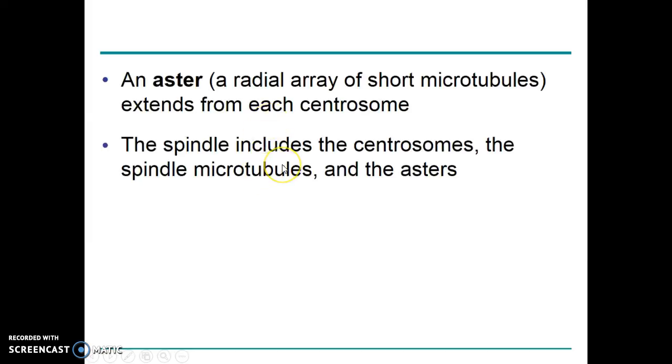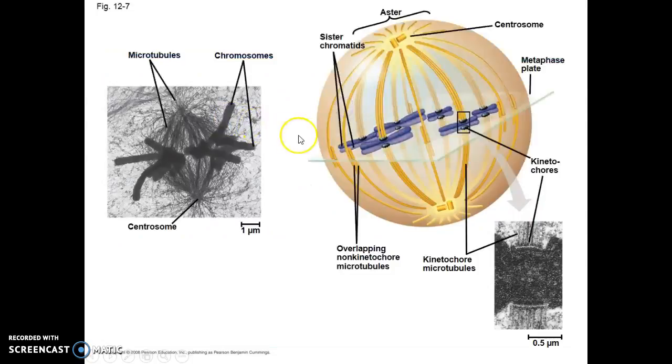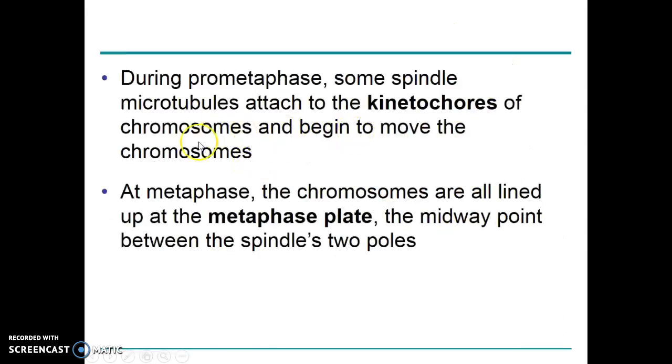So the spindle includes the centrosomes, the spindle microtubules, and the asters. During prometaphase, some spindle microtubules attach to the kinetochores of chromosomes and begin to move the chromosomes. At metaphase, the chromosomes are all lined up at the metaphase plate, the midway point between the spindle's two poles.